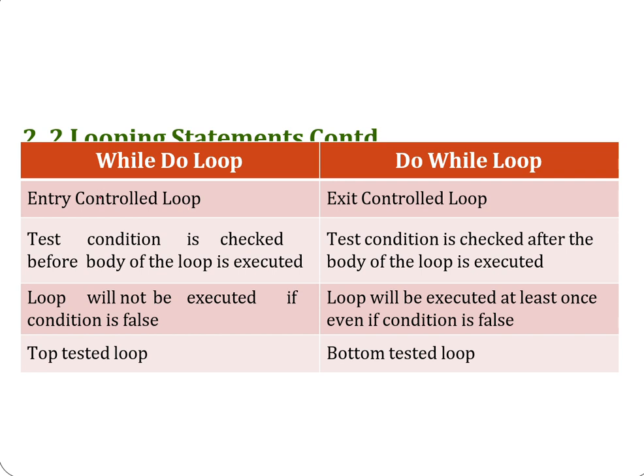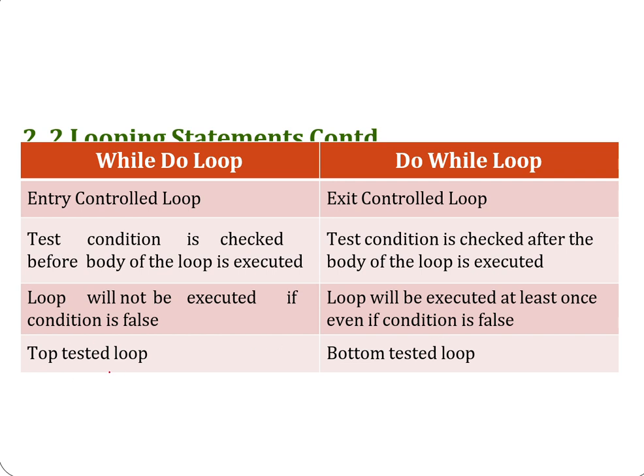So first one is the entry control loop, which means you are checking the condition in the entry point itself. The next one is the exit control loop, where you are going to check the condition at the end. The test condition is checked before the body of the loop is executed, and here at least once you will execute the body of the loop, and then you will go for the testing of condition. The loop will not be executed if the condition is false. Here it will be executed at least once even if the condition is false.